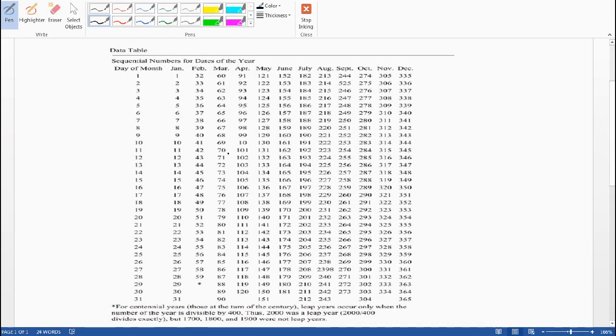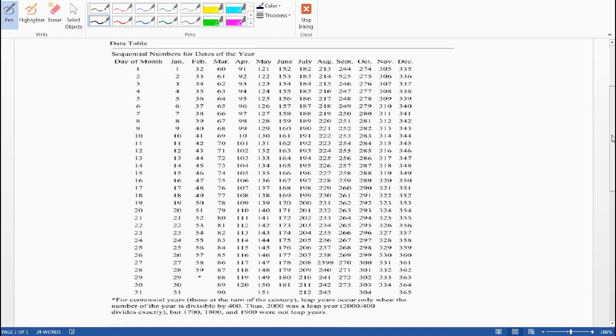For example, if you look at May the 13th, you see 133. There's May, and there's 13. So that means there's been 133 days that have elapsed since the beginning of the year. So these are always the number of days that have elapsed from the beginning of the year. So keep that in mind as we do these examples. There's two main examples we're going to look at.